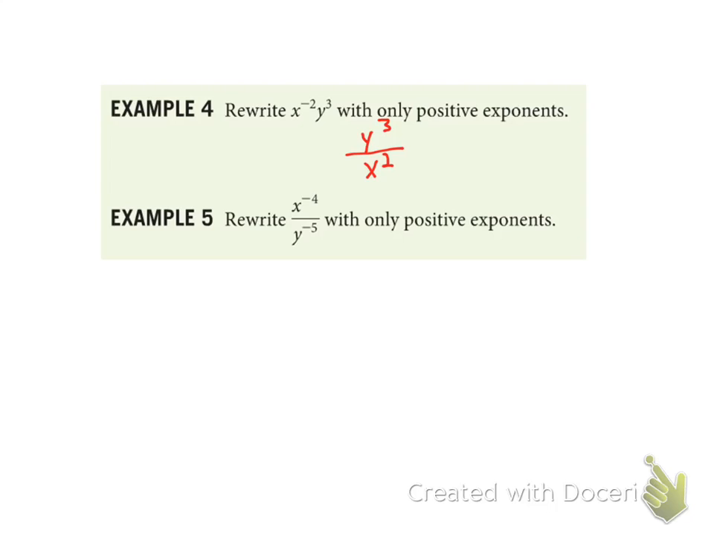What about example 5? Flip them. Both of them start out negative, so we need to end up with the y's on top and the x's on the bottom. Any questions on example 5?